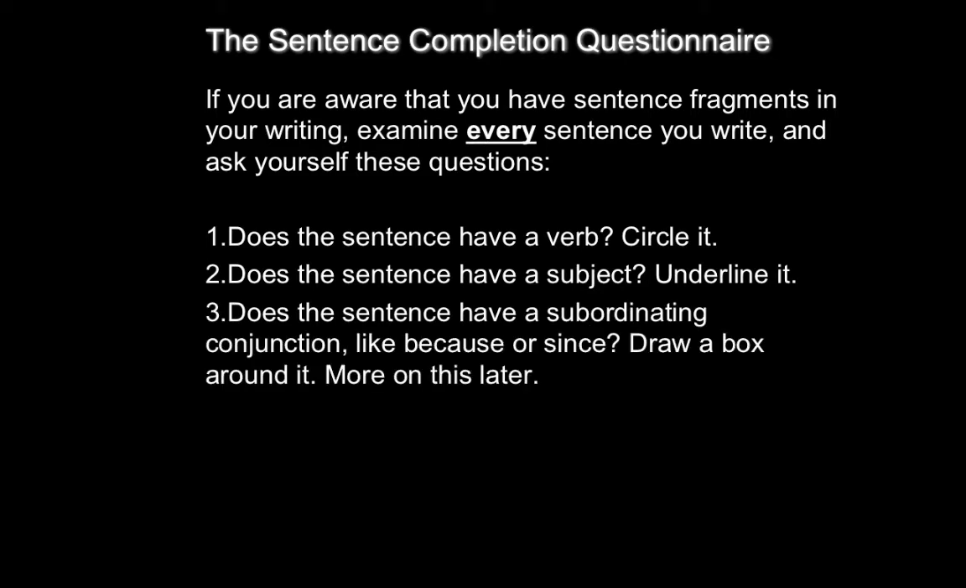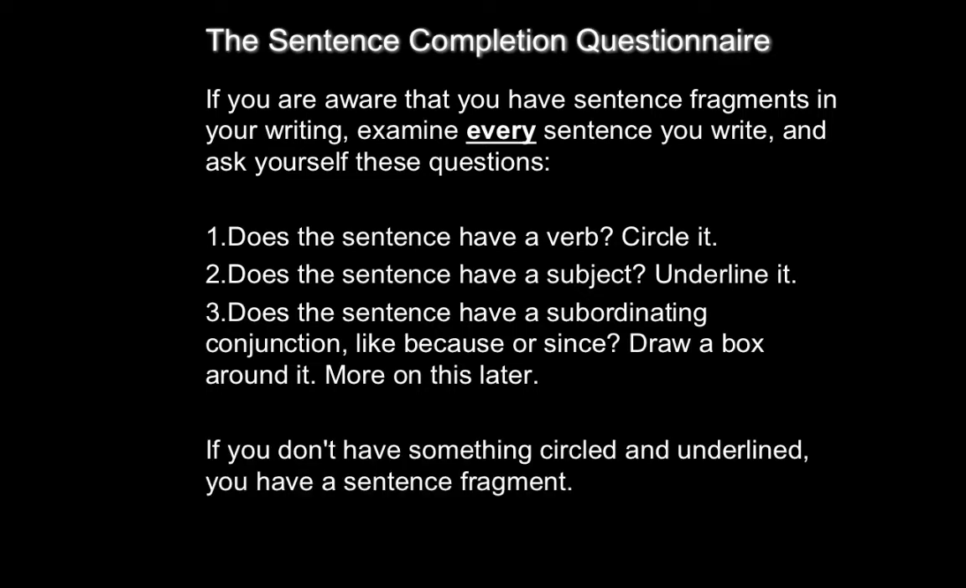In the third and final step you ask, does the sentence have a subordinating conjunction, a word like because or since? If so, draw a box around it. We'll talk more about subordinating conjunctions later in the video. For now, just know that if you don't have something circled and underlined, you have a sentence fragment. This is a really easy way to figure out if you've got sentence fragments in your writing.